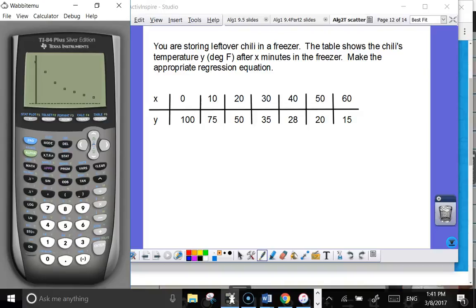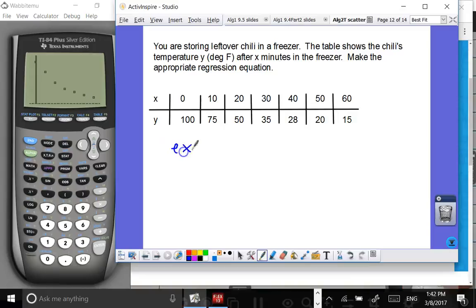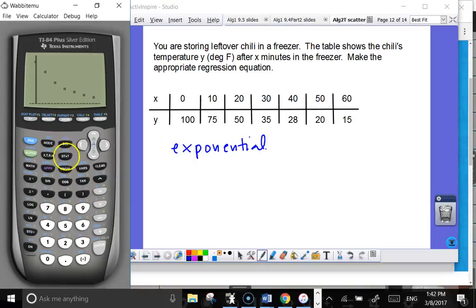You know, honestly, because it's a freezer, if it's in there long enough, it's going to be the same temperature as the freezer. But this is probably more similar to an exponential shape, right? It's getting closer and closer to some asymptote that's down there, which is probably the temperature of the freezer. So let's use exponential to model that one. Which option is that in the calculator? That's 0, right? So we're going to say that looks like it's exponential. And we're going to go stat, calc, 0 for exponential, and we go enter, enter, enter, enter, enter.